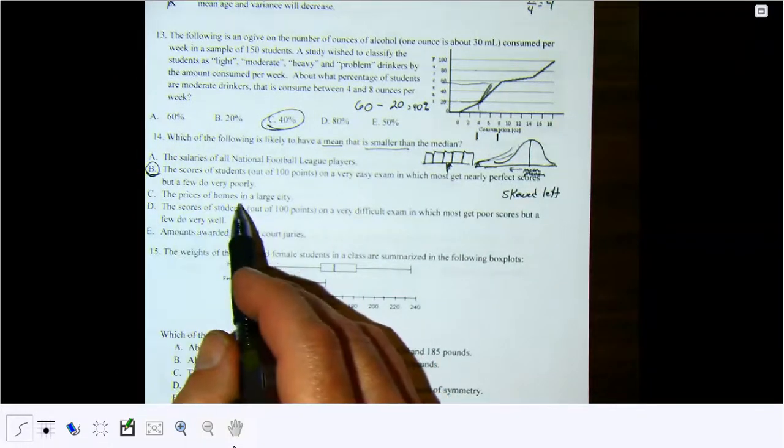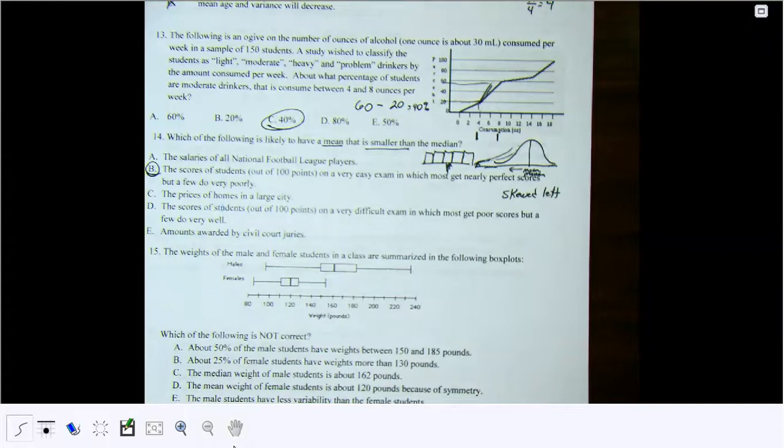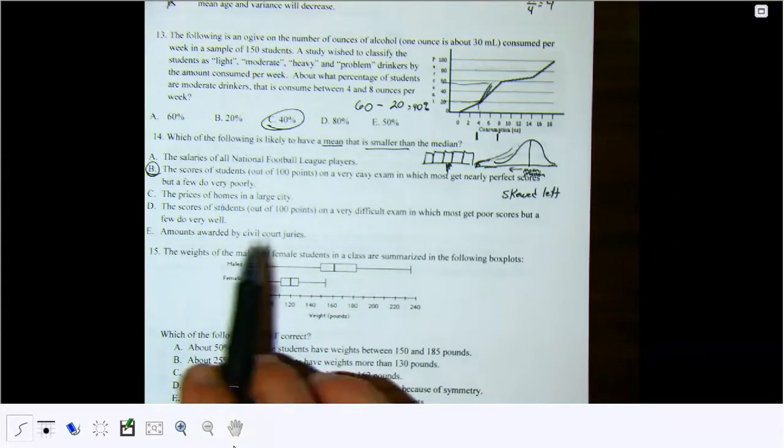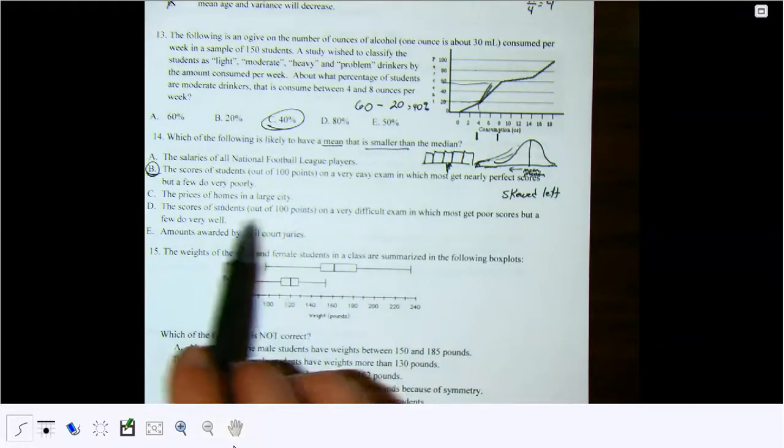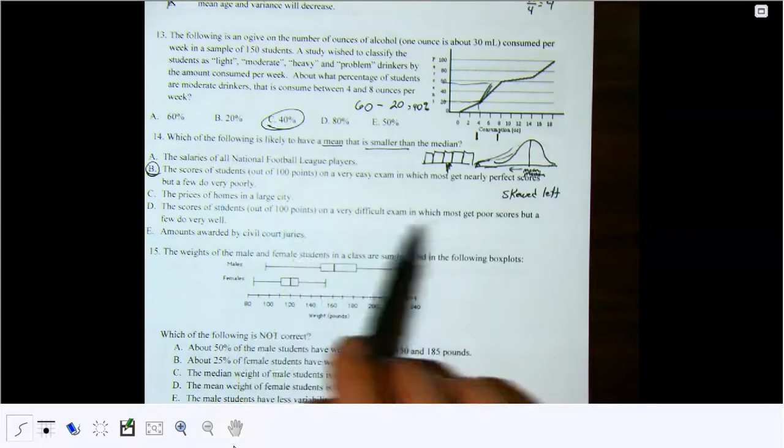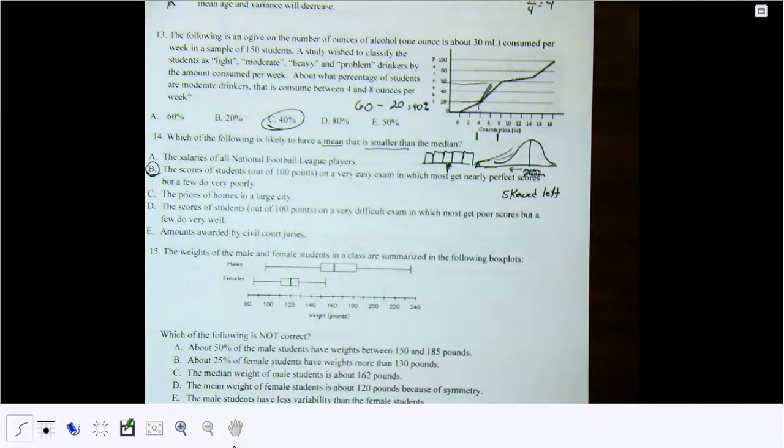Prices of homes in a large city, that's going to be skewed to the right. We're going to have just a few homes that are really, really, really expensive. Okay, the scores on a very difficult exam, that's also going to be skewed right because we're going to have a lot of low scores, and then a few people over here on the right-hand side that did very well. And the amount awarded by civil court juries is probably roughly symmetric, would be my guess. So that's the one that hit home the best.